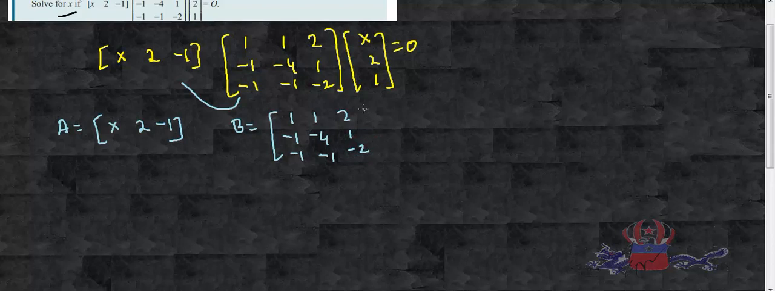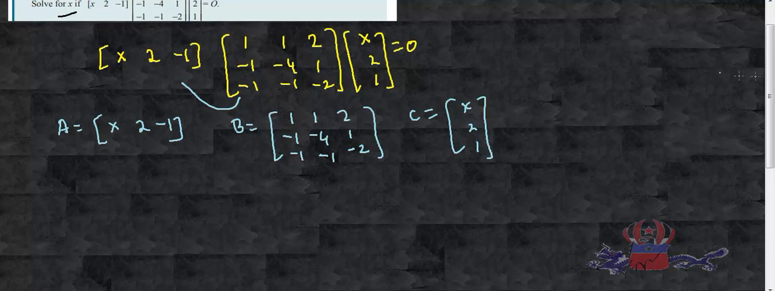Now foremost, what I wish to do is to multiply these two matrices. Now the order of this matrix, so let me assume that A is this matrix x, 2, negative 1, and matrix B is 1, negative 1, negative 1, 1, negative 4 and negative 1, 2, 1 and negative 2, and matrix C is x, 2, 1.